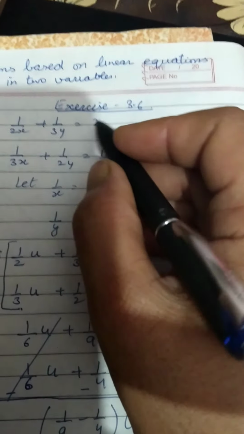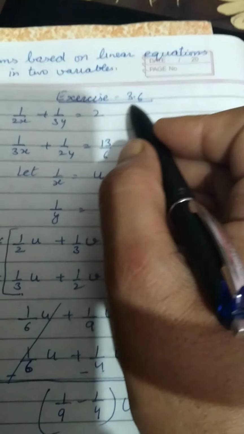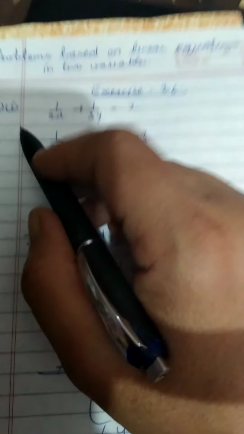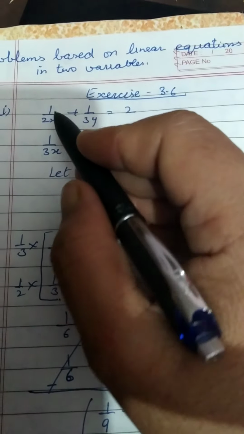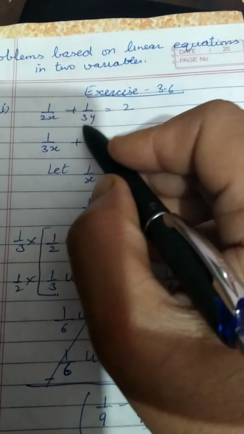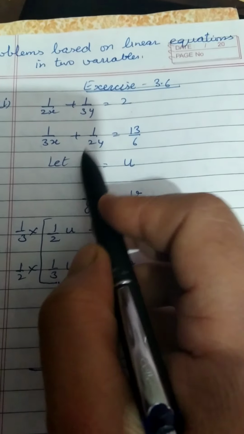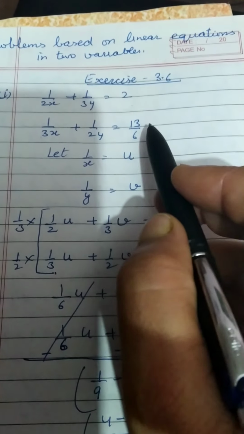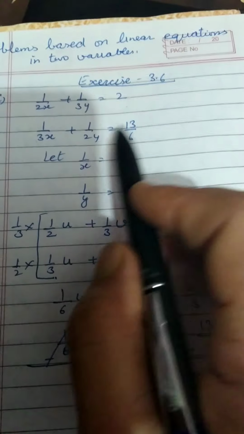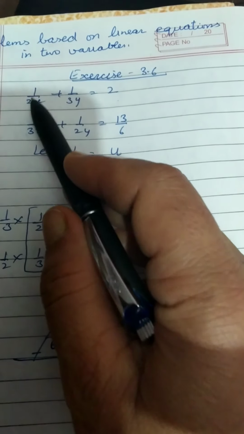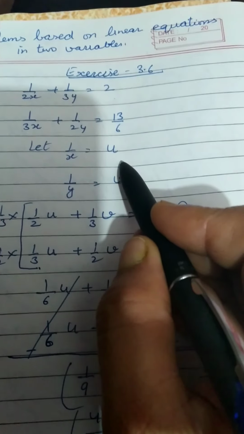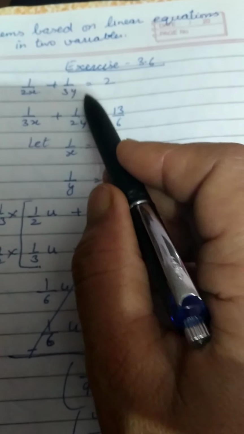Dear students, today I am starting exercise 3.6. Question number 1, first part. Two equations are given: 1 by 2x plus 1 by 3y is equal to 2, and 1 by 3x plus 1 by 2y is equal to 13 upon 6. To solve these equations, we will consider that 1 by x is equal to u and 1 by y is equal to v.